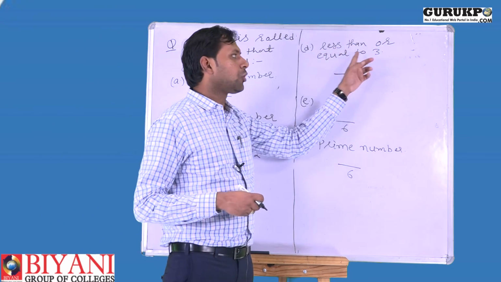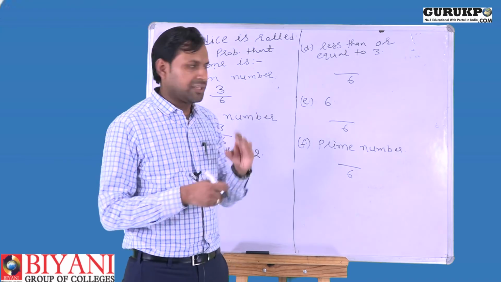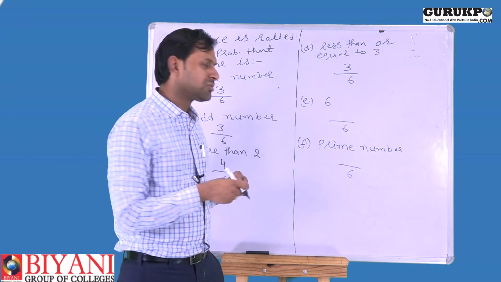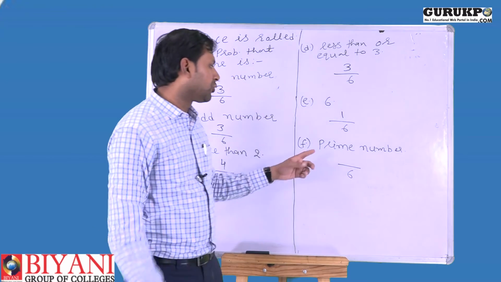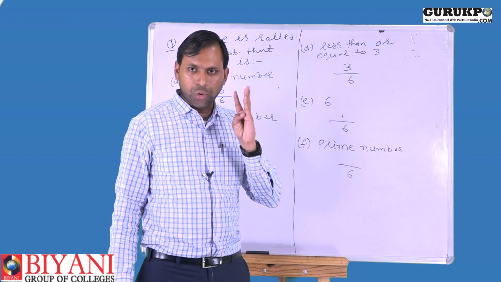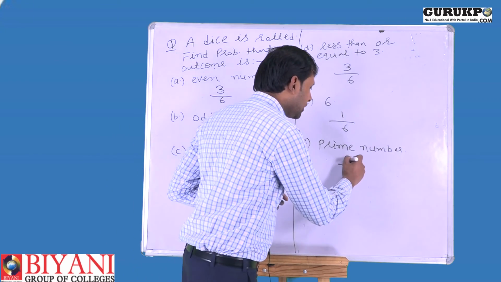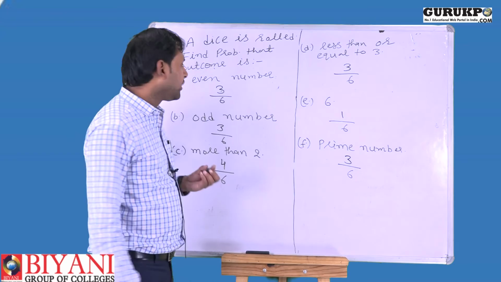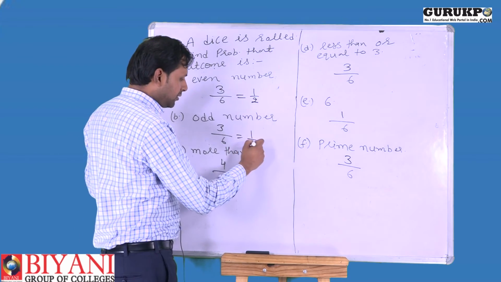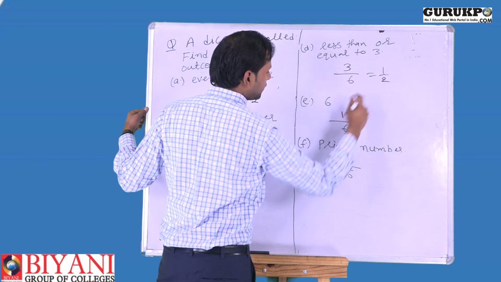Less than or equal to 3 means 3 or less than 3: 3, 2 or 1. 3 cases, so 3 by 6. Exactly 6: only one case. So the answer is 1 by 6. Another one is prime number. On a dice, the prime numbers are 2, 3 and 5. So we have 3 prime numbers. So the result is 3 by 6. If we need, we can simplify it: 1 by 2, 1 by 2, 2 by 3, 1 by 2, 1 by 6 and 1 by 2.